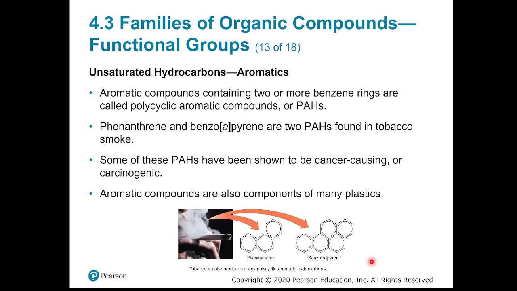Aromatic compounds that contain 2 or more benzene rings are called polycyclic aromatic compounds. That's PAH. The phenanthrene and benzopyrene are going to be 2 of those. These are actually found in tobacco smoke, and that's these right here. So some of these have been shown to be cancer-causing or carcinogenic.